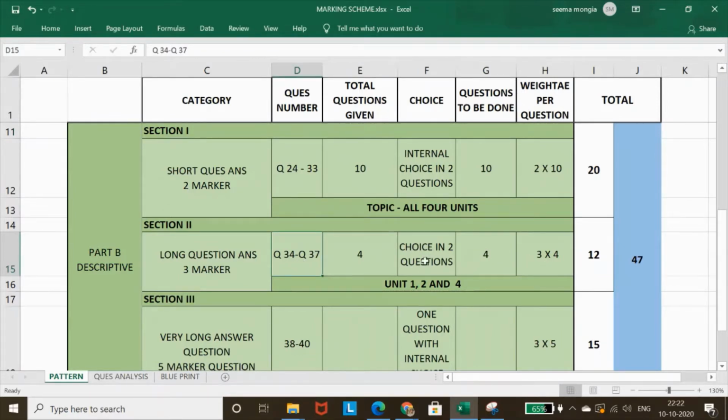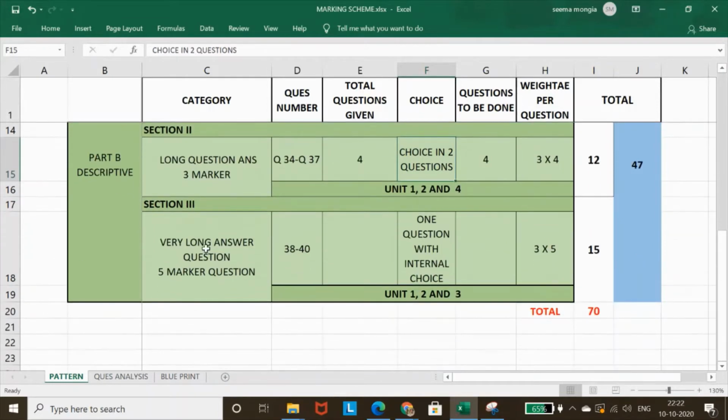But yes, again, a little relief is given here to you. You have a choice in two questions, where the question will be divided into sub parts, and you can choose any one part out of which. But the other two questions will not be having any internal choice at all. But yes, all question number 34 to 37, all four are compulsory. So that comes out to 12 marks.